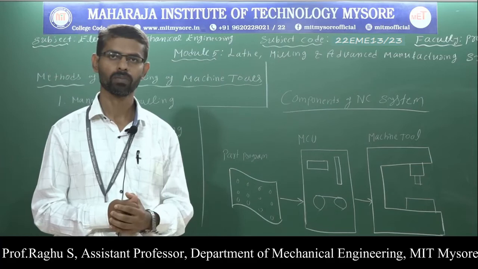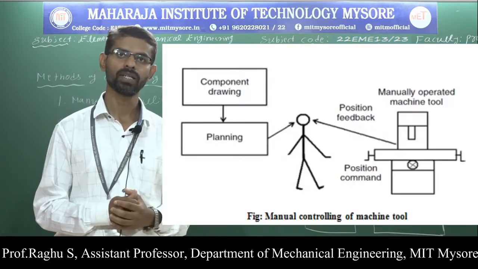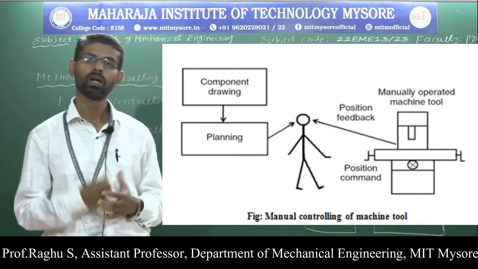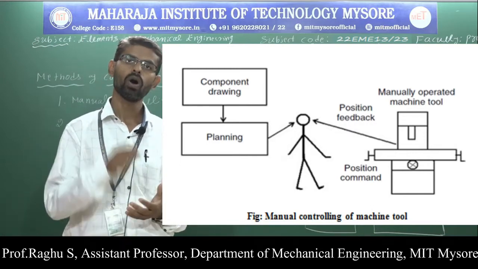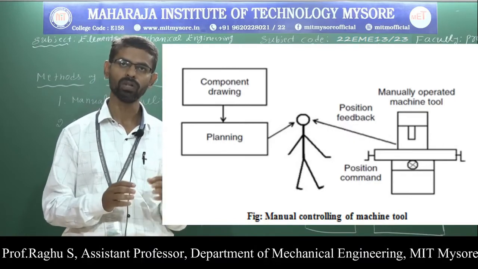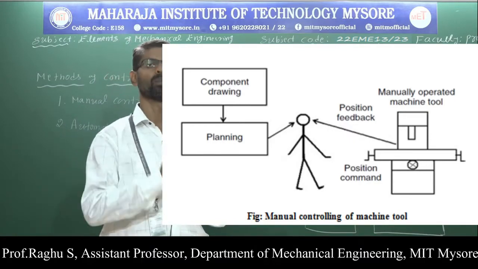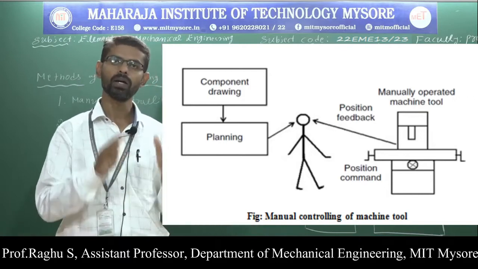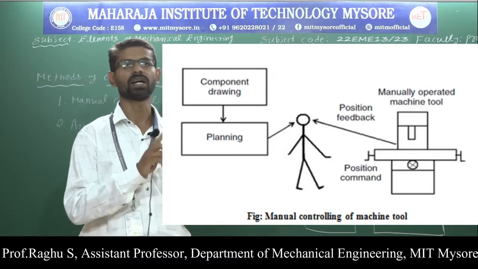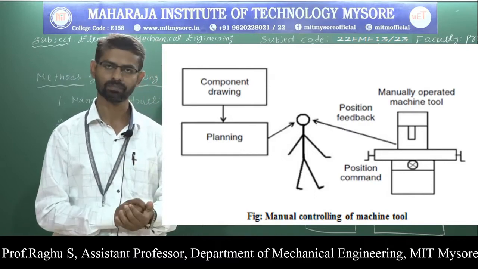machine tools. As you are seeing in the diagram, it shows manual controlling of machine tool. In manual controlling, an operator controls the machine tool. So manual controlling involves controlling of machine tools through an operator. Operator controls all the operations along with cutting conditions like cutting speed, feed and depth of cut.